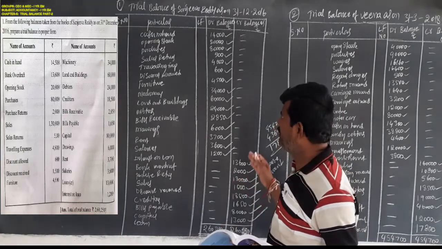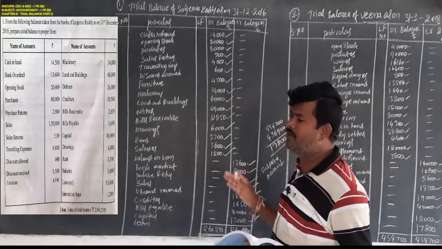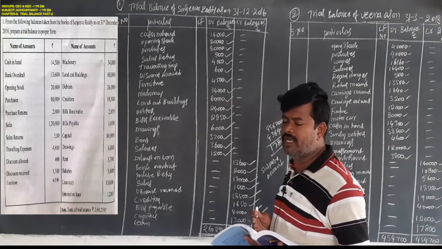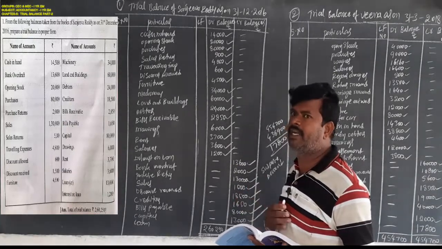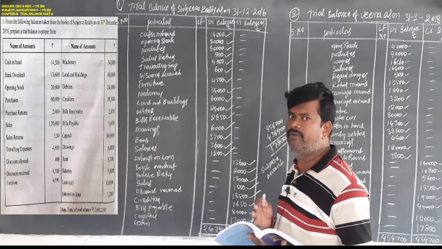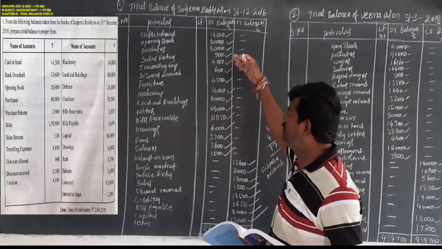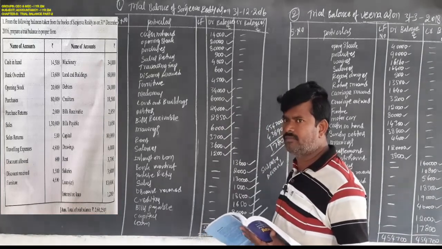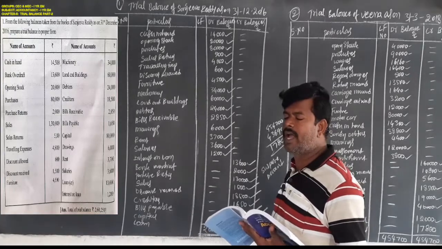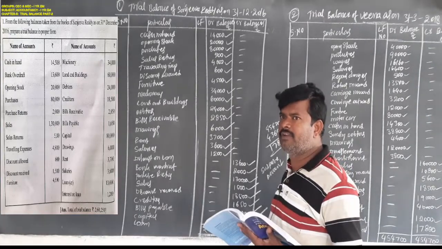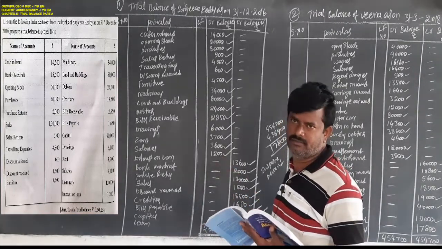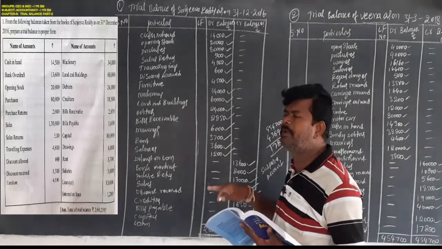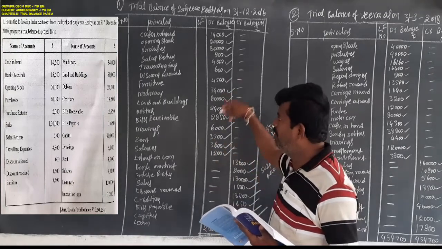Before the preparation of the trial balance, you must observe the pro forma of the trial balance: what are the aspects on the debit side, what are the aspects on the credit side. Everyone must remember it, then it is easy to prepare the trial balance. Remember one thing: the transactions that appear on the debit side in journal entries will appear on the debit side here also.